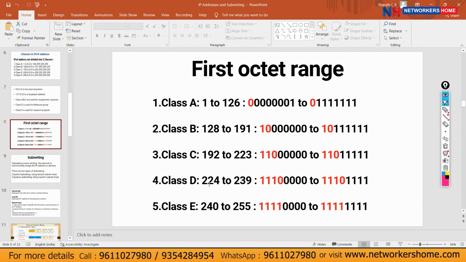In the first octet, if it is 224 to 239, it is a class D IP address. If it ranges from 240 to 255, it is a class E IP address. And what is common? Convert these numbers to binary and you can look at the sequence. For all class A IP addresses, when you convert to binary, the first bit will always be 0.